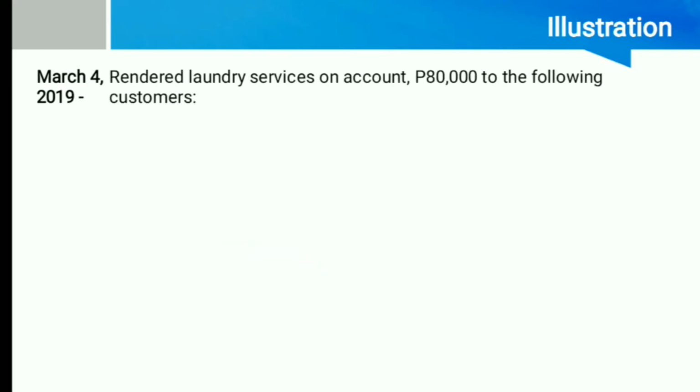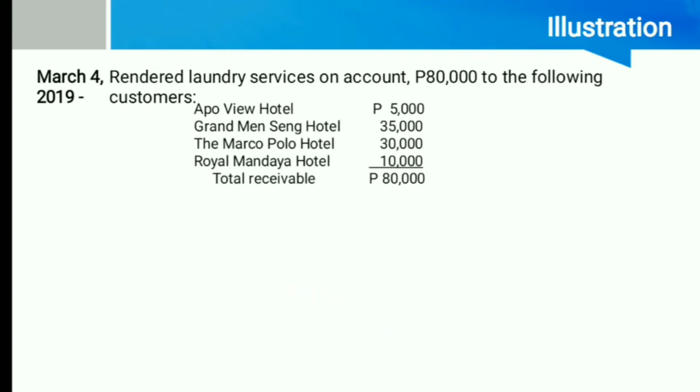Rendered laundry services on account for 80,000 pesos to the following customers. Apo View Hotel, 5,000 pesos. Grand Menseng Hotel, 35,000 pesos. The Marco Polo Hotel, 30,000 pesos. And then the Royal Mandaya Hotel, 10,000 pesos, for a total receivable of 80,000 pesos. So in this transaction, what do we receive?